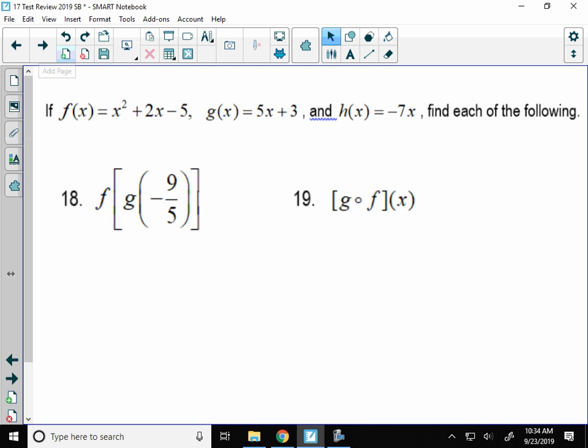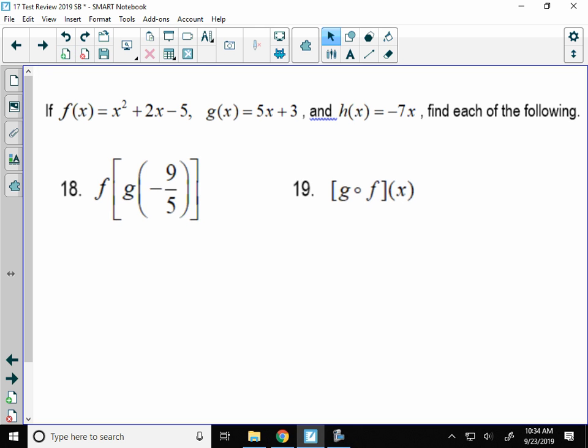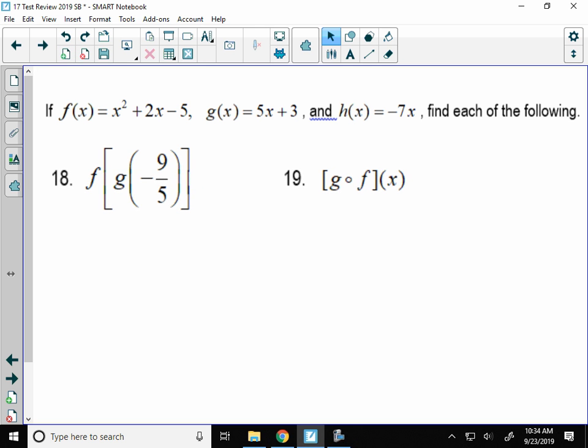This is for numbers 18 through 22 on your Unit 2 test review. So let's see. Number 18, this has to do with functions and composition. So I need to find f of g of negative 9/5. Remember when we did composition, my suggestion was that we always start from the right. And on the right here is g of negative 9/5. So that's the first evaluation I need to do.